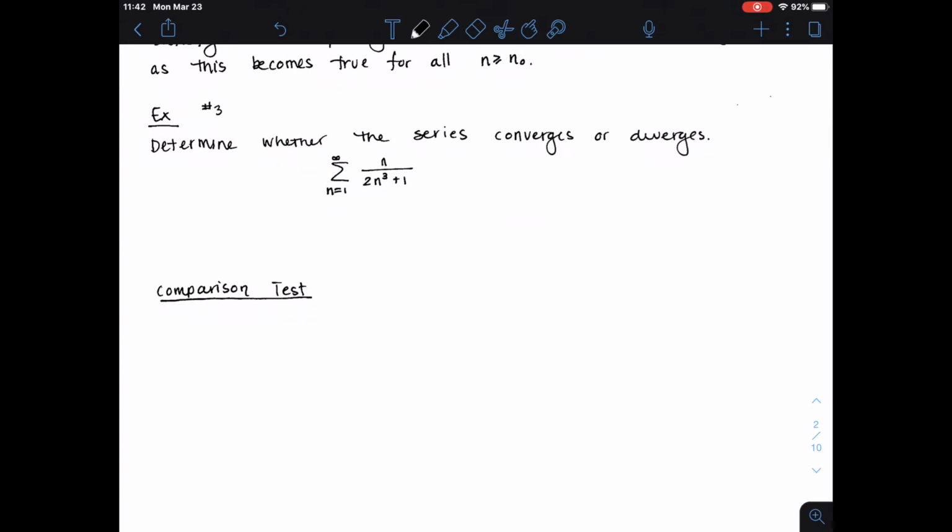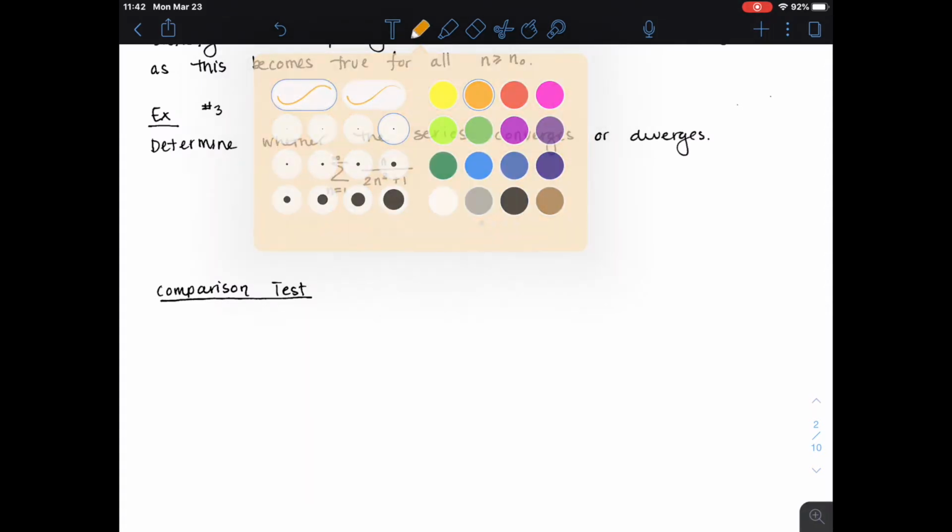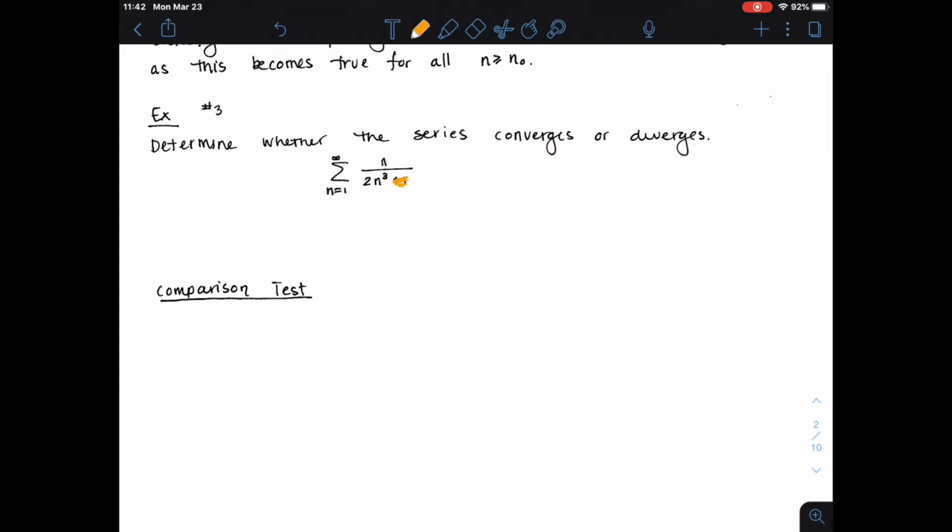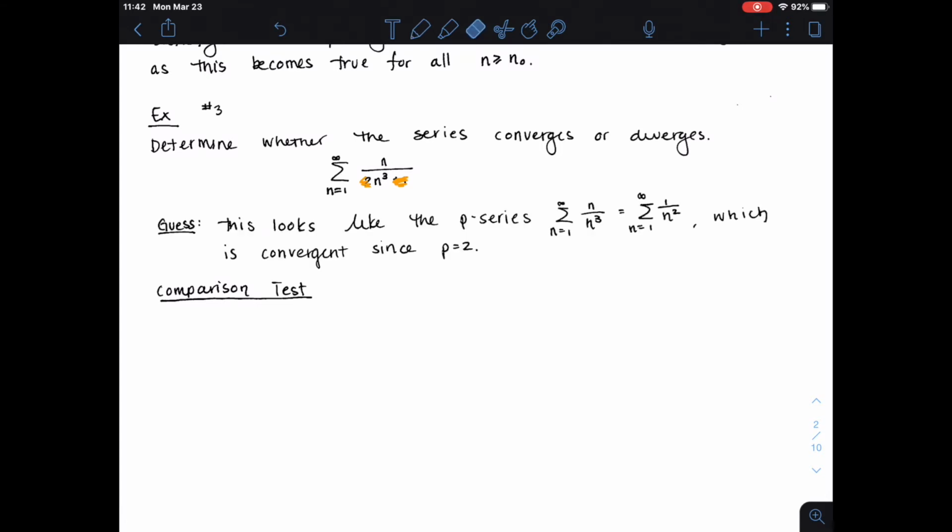We're going to look at the sum of n divided by 2n to the third plus 1. So the best thing you can do is make a guess first. Ignore all the constants that are in front of it. Just look at n over n cubed. So it's going to look like a p-series. If you ignore those constants, you get n over n cubed, which simplifies down to 1 over n squared. So that's a p-series. The value of p is 2. So we're going to expect that ours is convergent because this p-series is convergent as well.